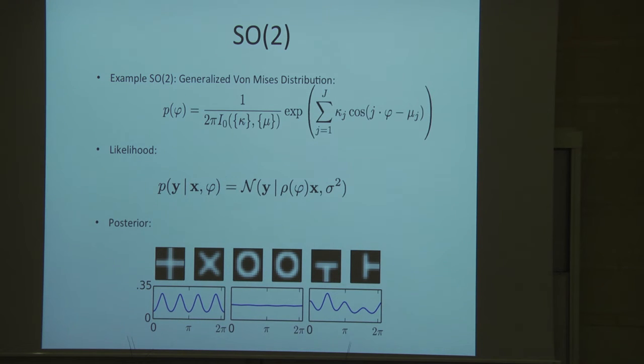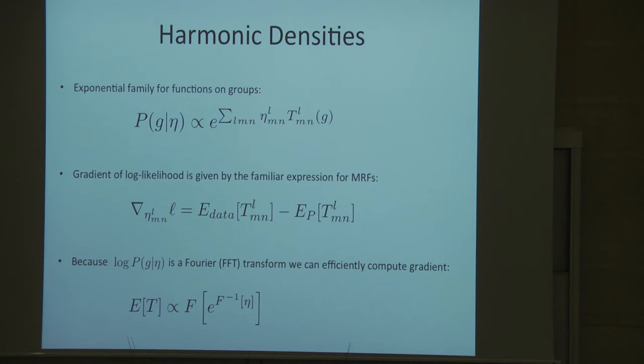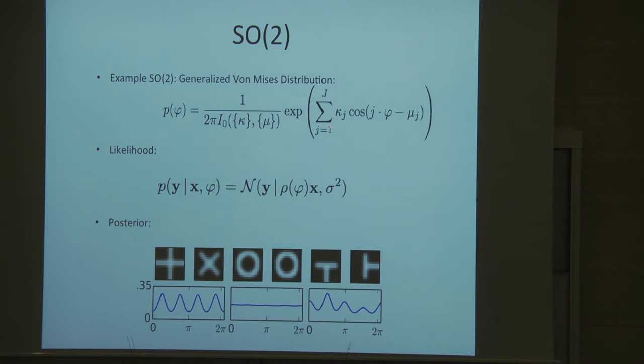So then for the group SO2, if you just study what kind of distribution will come out, in other words, if you just take this expression and apply it to SO2, what will happen is you'll come up with what's called the generalized von Mises distribution on a circle. If you have just one of these j's, you have the von Mises distribution, but you have a number of them, a number that you can pick yourself, for different frequencies.